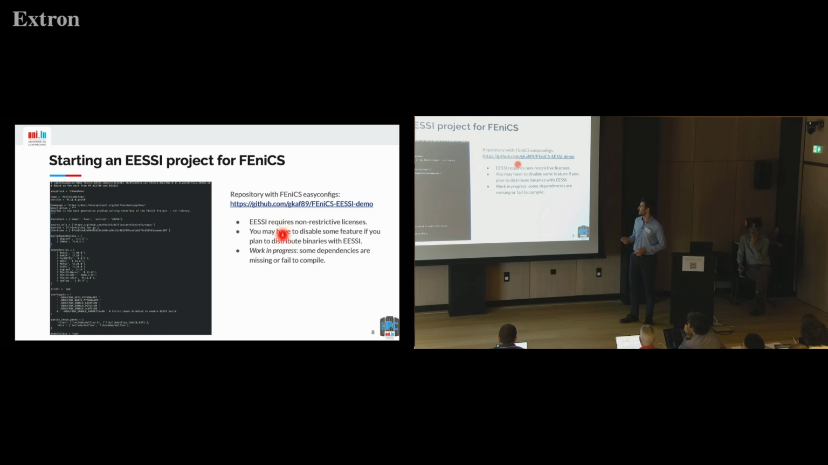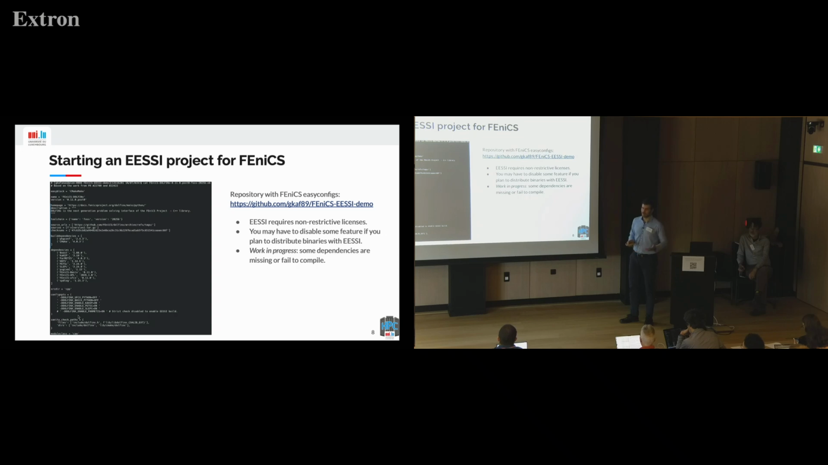Now I have made an effort to compile the latest version of FEniCS. It's still under development, let's say. So this is how you write a typical EasyConfig for FEniCS. Again, you provide some information like the name of the package, how to fetch the package, its dependencies, and then some compilation flags.